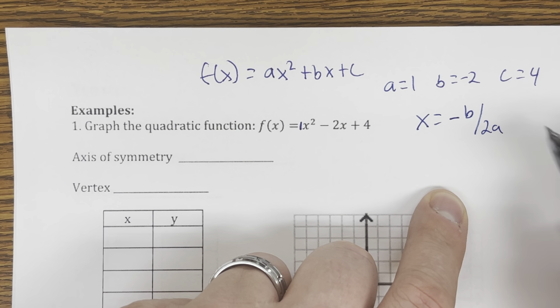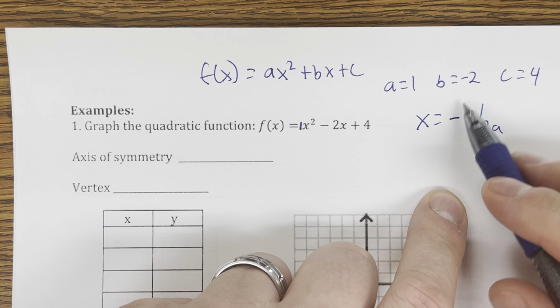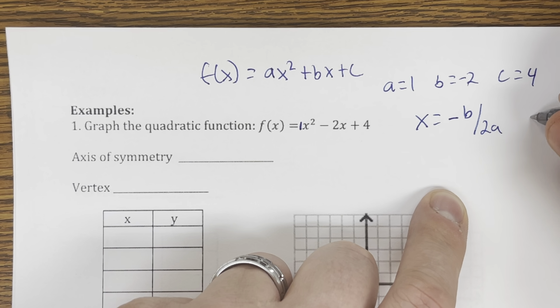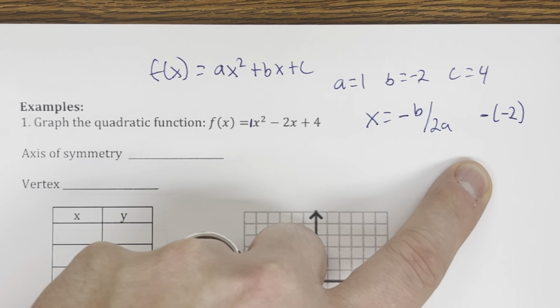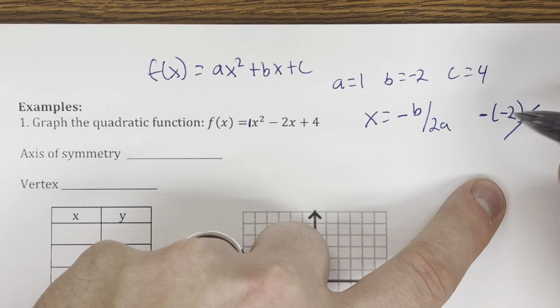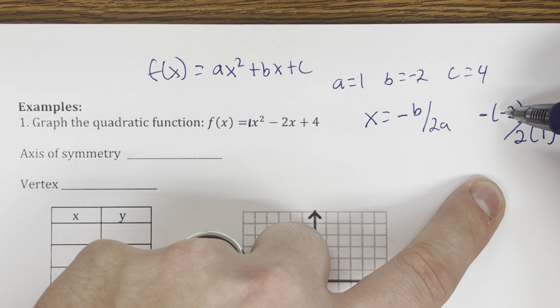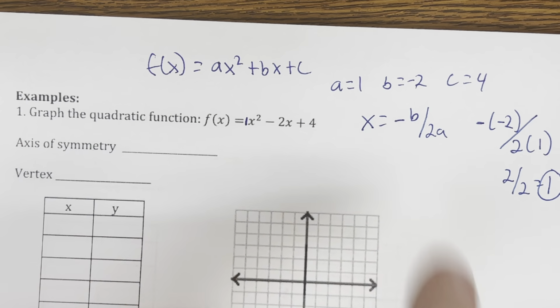Now to find the axis of symmetry, x equals negative b over 2a. I've got to plug those values in. So I have a negative b, so I have a negative negative 2. Negative times negative 2 will change to a positive, okay? Over 2 times a, which is 2 times 1. So this simplifies to a positive 2 over 2, which is 1. So we found the axis of symmetry, x equals 1.